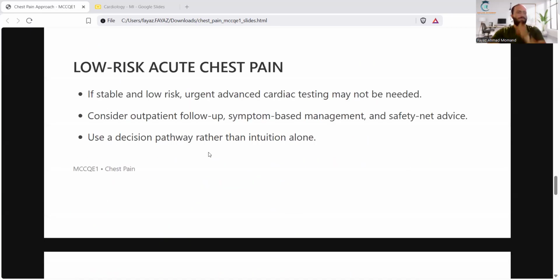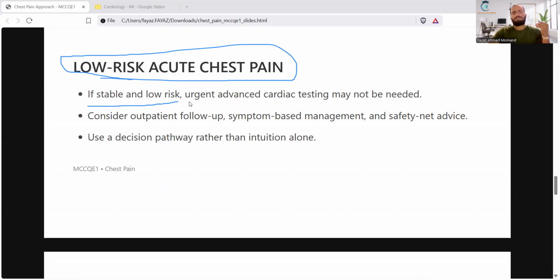Okay, now some patients have low risk acute chest pain. If it is not STEMI, NSTEMI, or unstable angina, then we can say it is low risk acute chest pain. If the patient is stable and low risk, do not do advanced cardiac testing like stress test and coronary angiography, etc. You can monitor them or follow them up in outpatient.